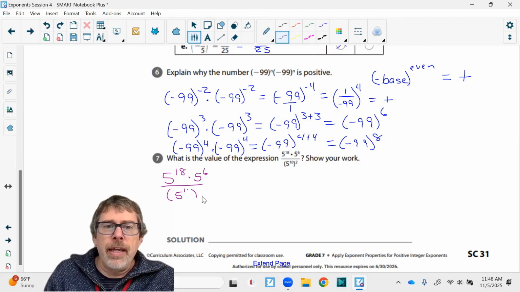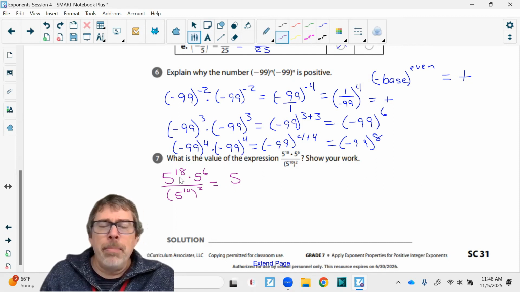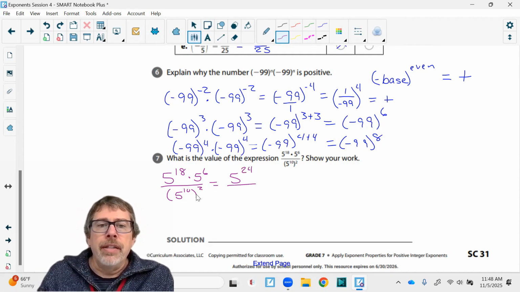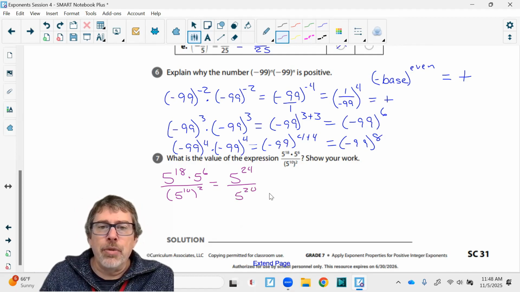Well, the top is our product rule, which says to add exponents when the base is the same, and 18 plus 6 is 24. So the numerator has been simplified. The denominator is the power rule. So up here we added, but down here we're going to multiply because it's a power of powers. And that's going to be 5 to the 10 times 2, or 5 to the 20.